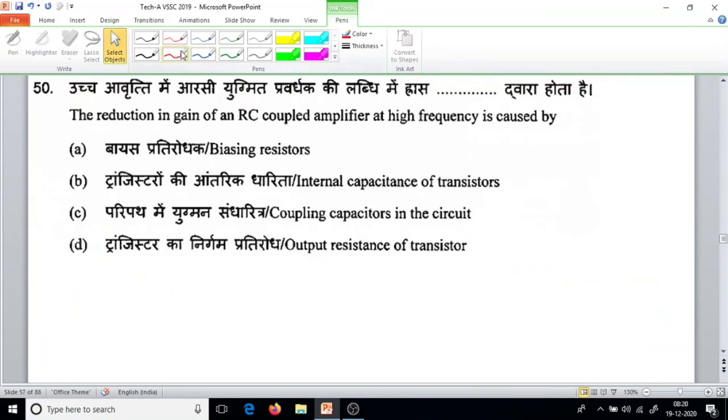This is today's last question. The reduction in gain of an RC coupled amplifier at high frequency is caused by. At high frequency, the gain comes down. That is due to the internal capacitance of transistors. Option B.